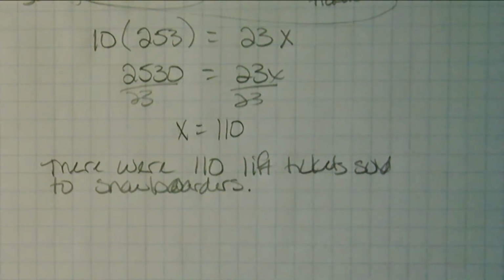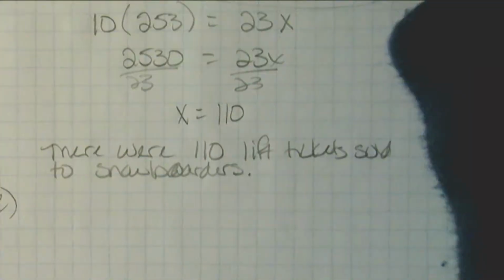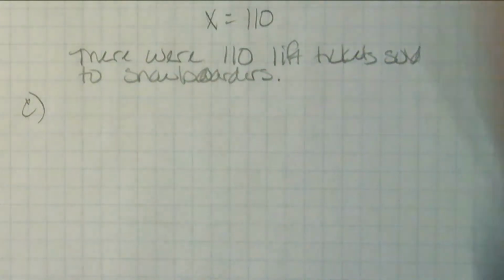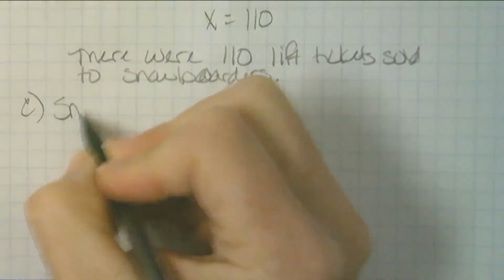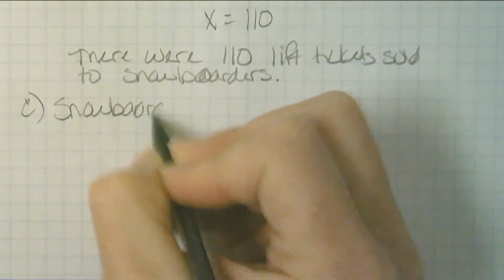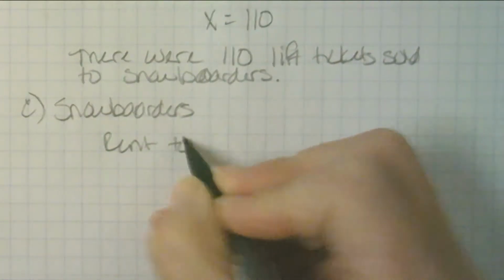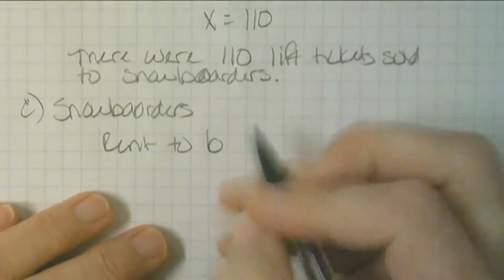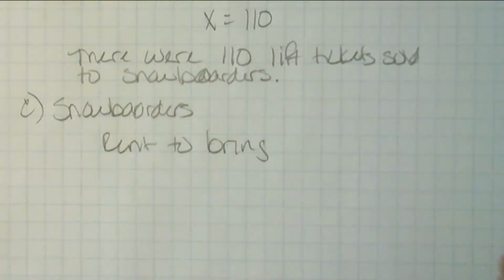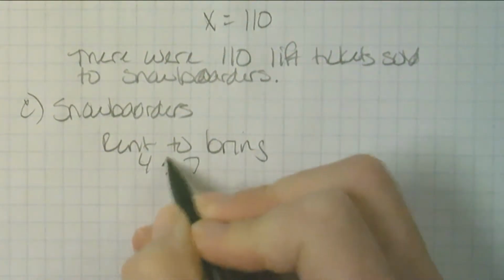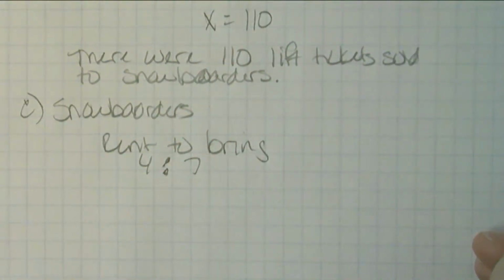Okay, so it says for C, you know when there's a C, that's always like, oh shoot, now we have a C, right? It says during the same day, the ratio of snowboarders who rented snowboards to those who have their own. So we're dealing with snowboarders. So we have rent to bring, I'm going to say bring, you could have put own, whatever you want to do, is 4 to 7. Find the number of snowboarders who rented snowboards.